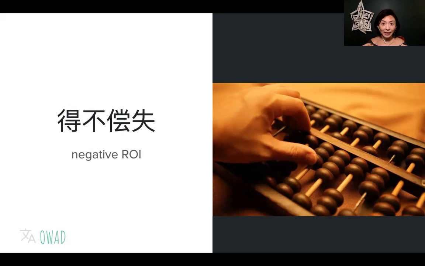So 失 in this case is actually what you put in. That's your investment in any of the forms, right? And then 得 is what you gain from that. So 得不偿失 is this act of, when you invest something, the return is not justified. It's below what you put in. So that's the kind of evaluation or calculating going on in people's minds. If they see something is not worth it, they will use this phrase, 得不偿失.